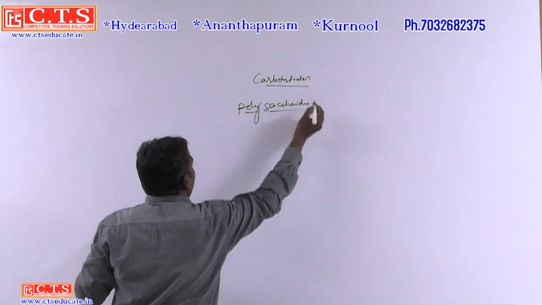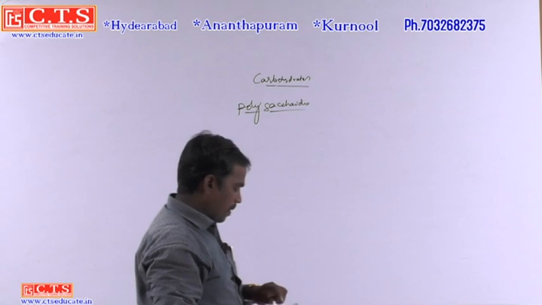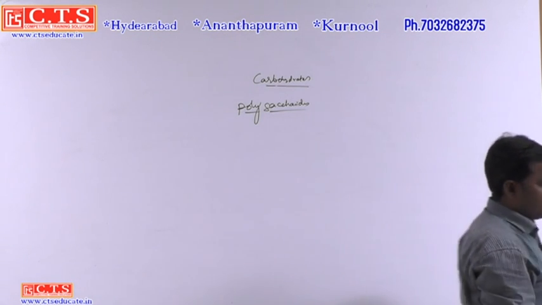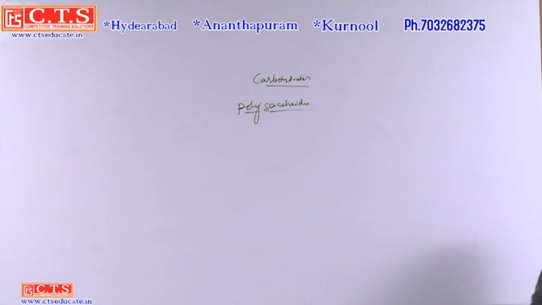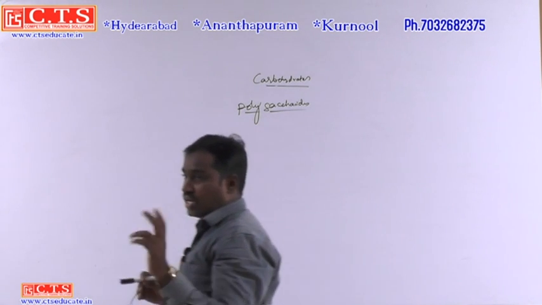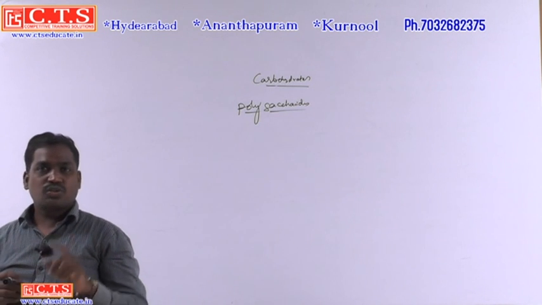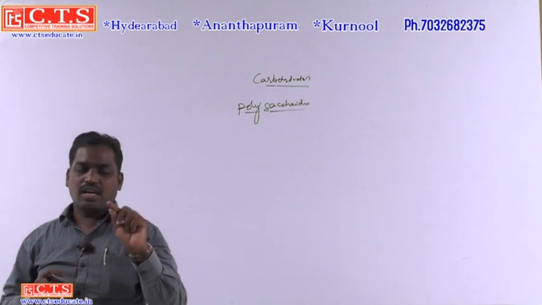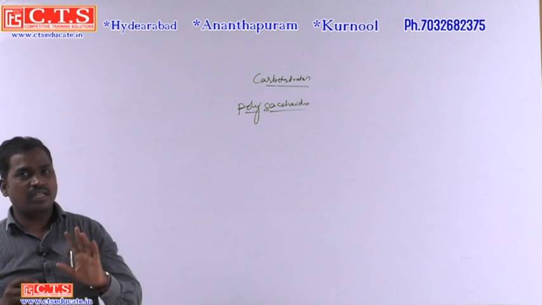Polysaccharides. What is poly? Poly means many, more than. The word saccharide is derived from Latin, and the meaning of saccharide is sugar.